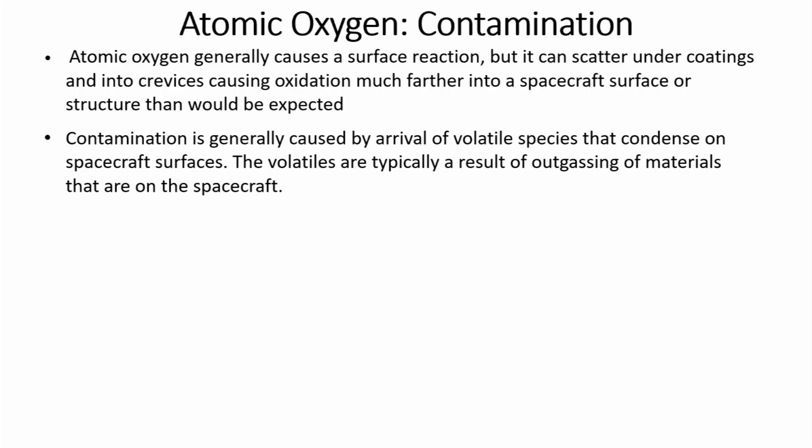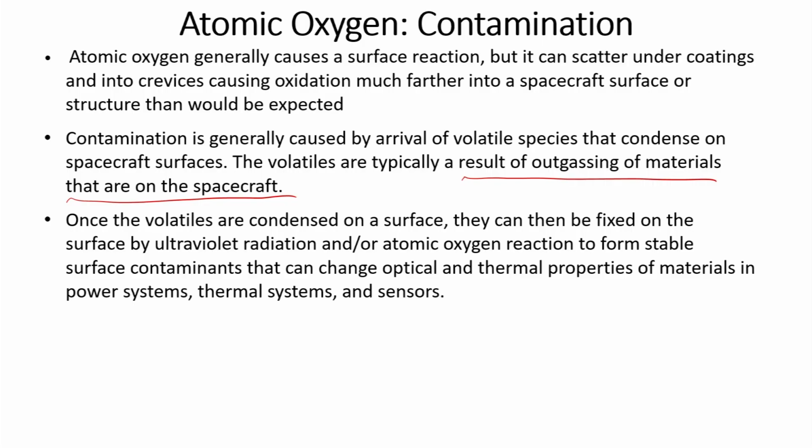Contamination is generally caused by the arrival of volatile species that condense on the spacecraft surfaces. As you have seen, that is how outgassing happens. The volatiles are typically the result of outgassing material, which we already saw in the last module. When those outgassed materials condense on a surface, they can be fixed on the surface by ultraviolet radiation or atomic oxygen reaction to form stable surface contaminants that can change the optical and thermal properties of materials in the power system and thermal system.